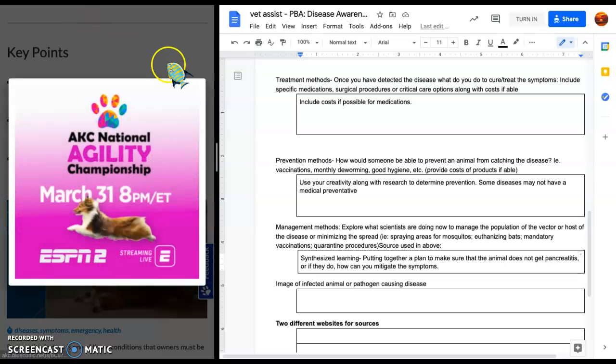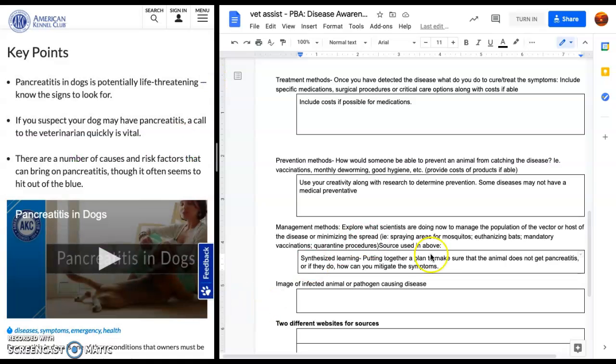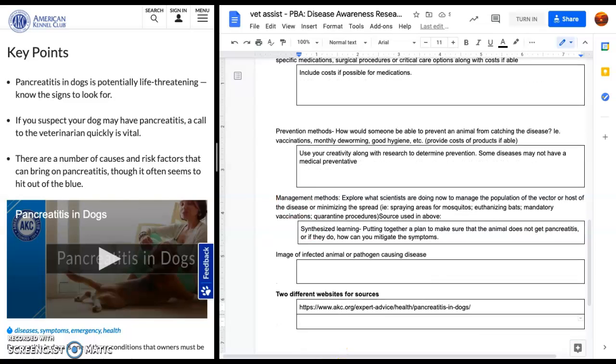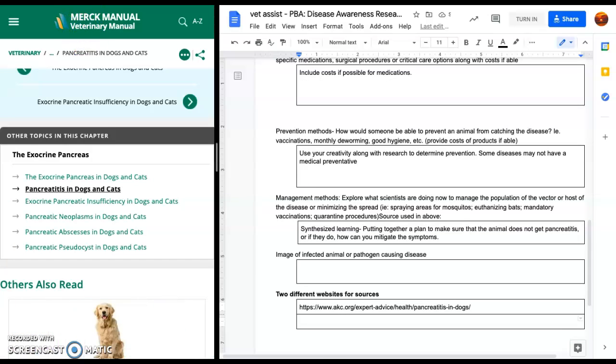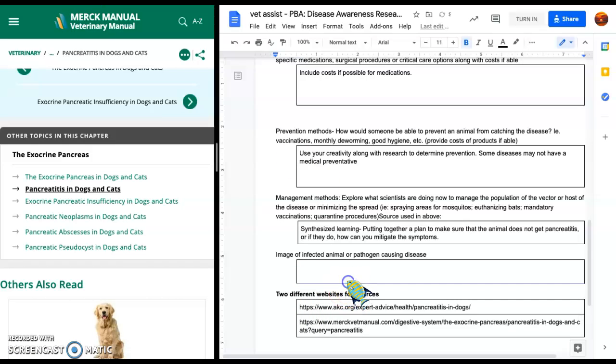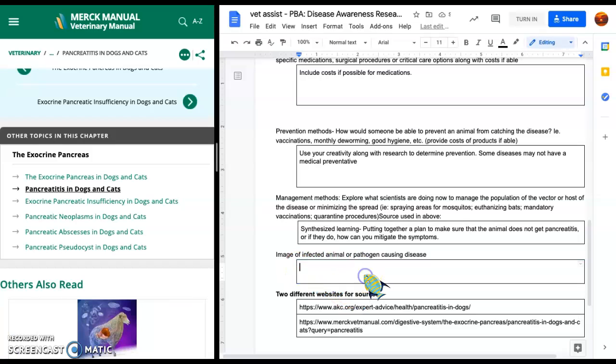So I'm also going to take this, because I'm going to use some of this information on management. I'm going to take that website and copy it, and see how it says 2 different websites. I'm going to paste that there. I also used Merck, so I'm going to copy that. I'm going to paste that there. Image of infected animal or pathogen.